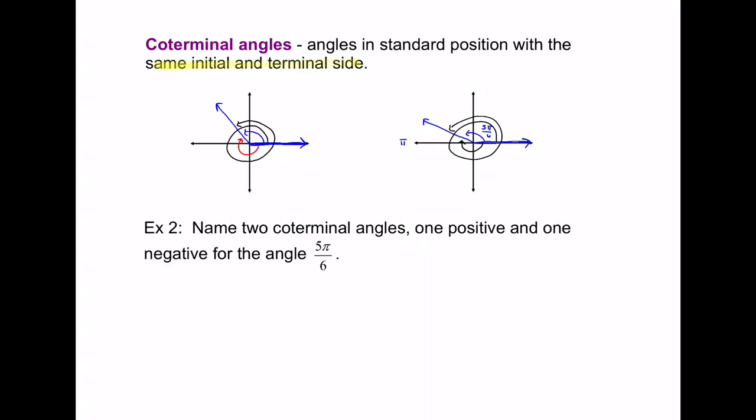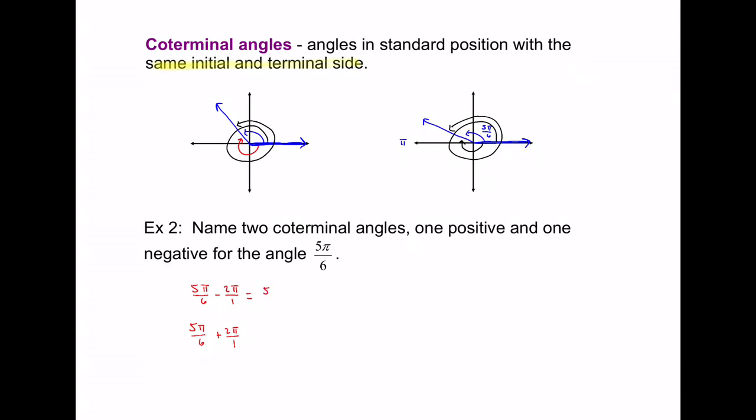So how can we show that mathematically? Well, we can take 5 pi over 6 and subtract a full rotation. What's a full rotation? 2 pi. And we'll also take 5 pi over 6 and add a full rotation, which is 2 pi. So you have to find a common denominator and figure out what those two angles will represent.